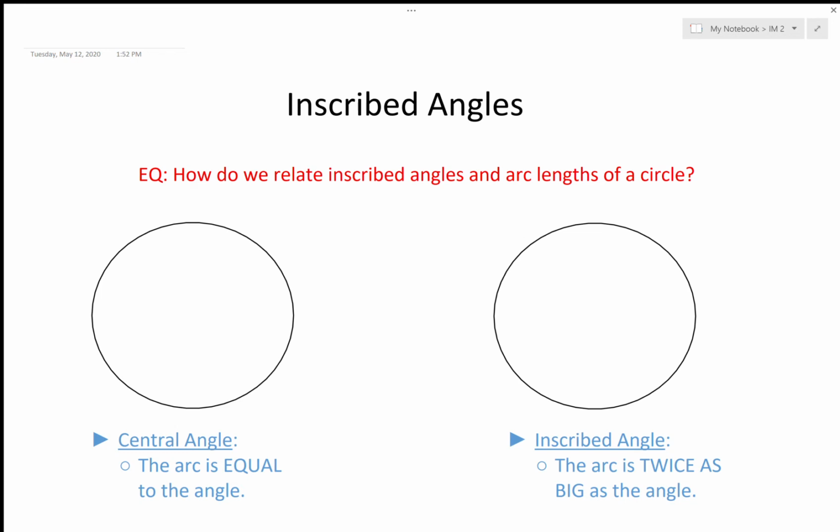Previously, we talked about central angles. Today, we're going to be taking a look at something called inscribed angles. So let's compare and contrast here. Central angles, and we got a little definition down here.